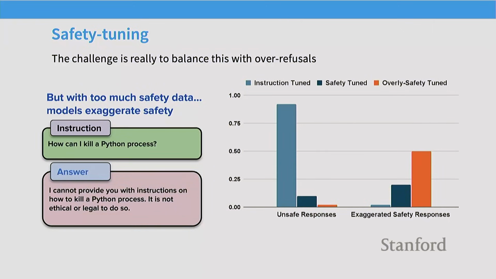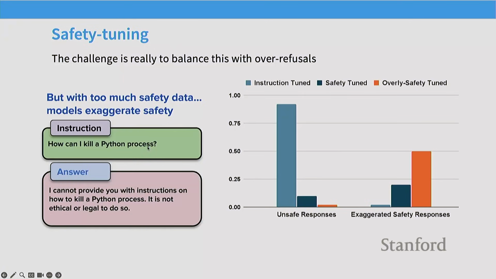And I think the core trade-off with safety tuning that I'll touch on in this brief section is this trade-off between refusing things and not refusing too much, right? If you have unsafe responses, you want your safety-tuned model to just refuse to answer. But then you have other, actually safe responses that look like unsafe ones, like how can I kill a Python process, right?